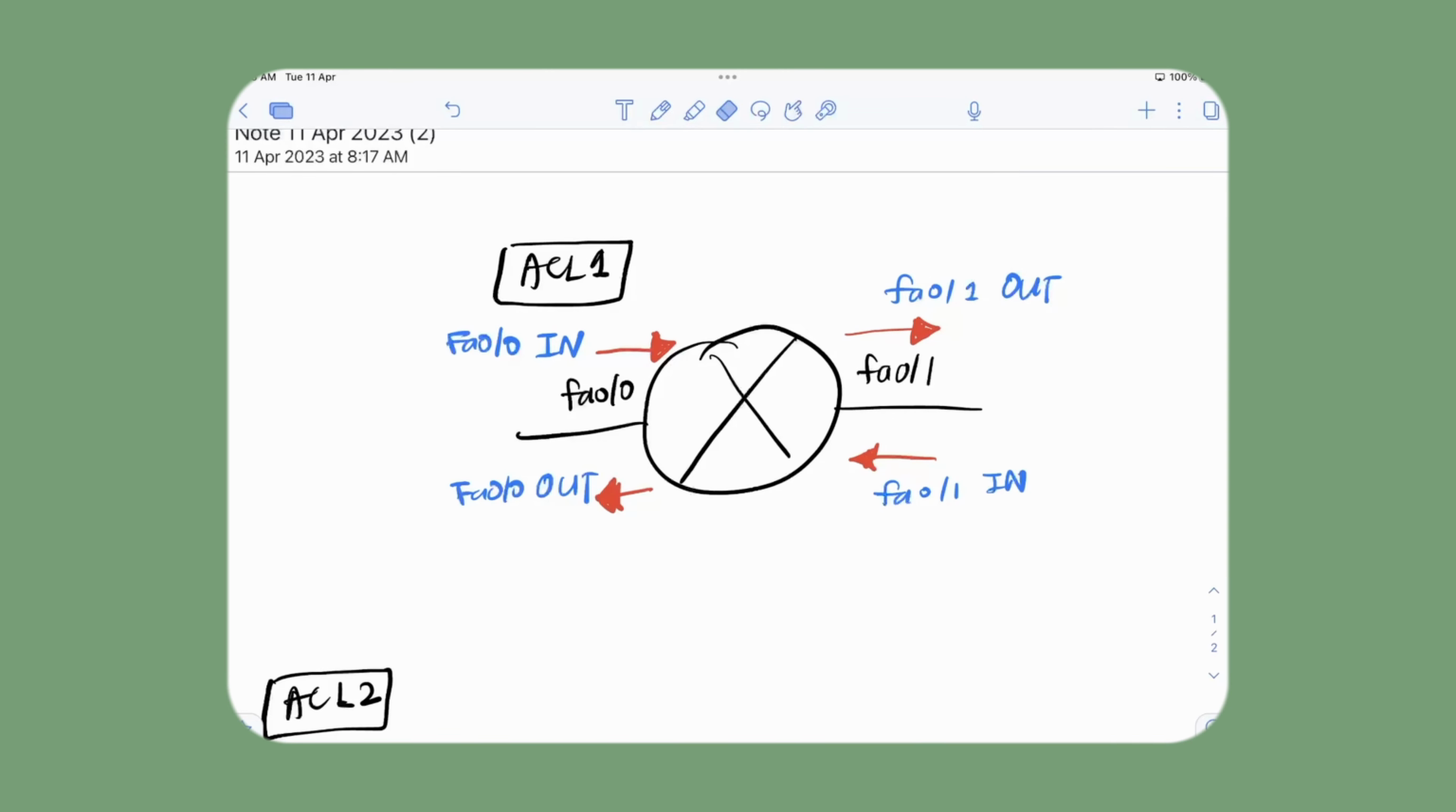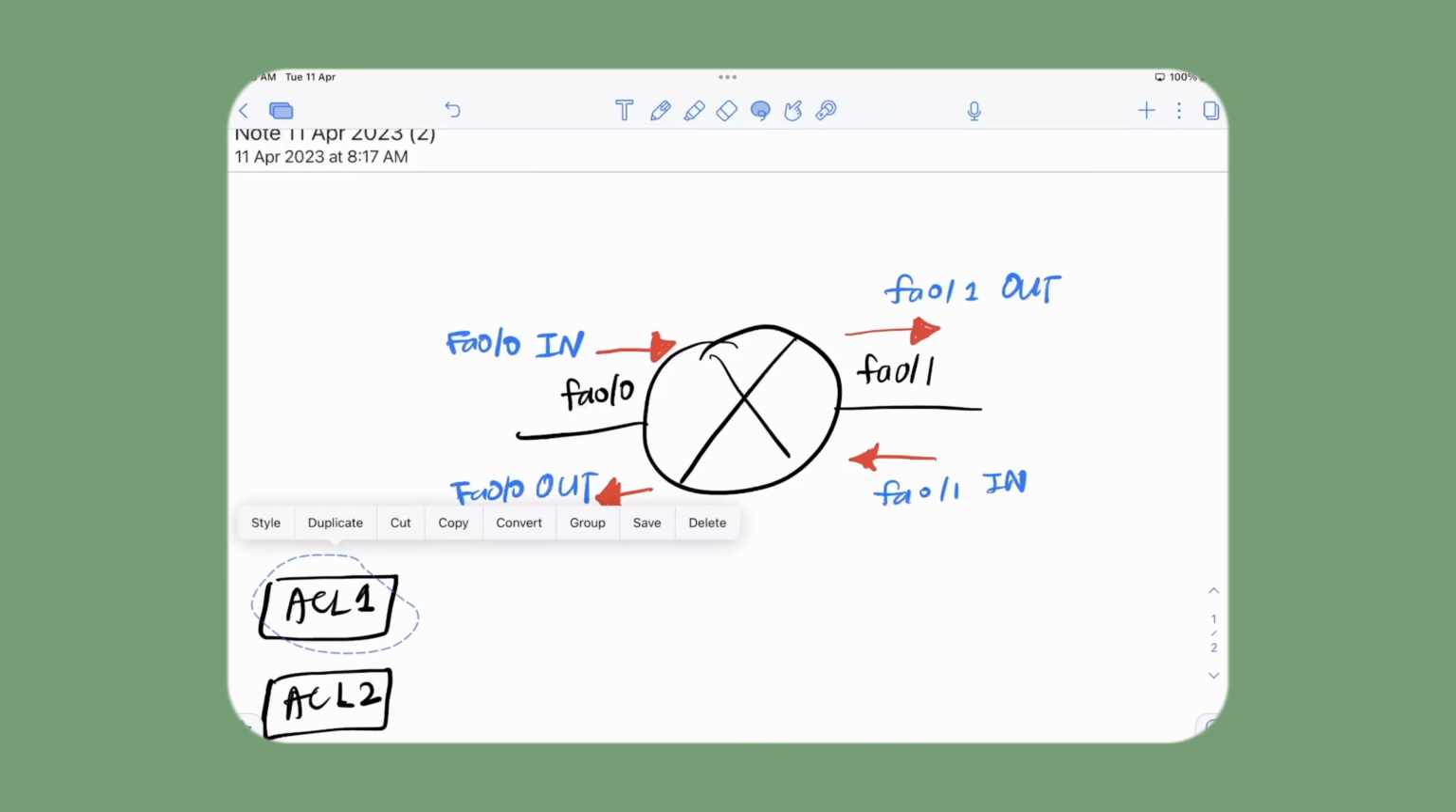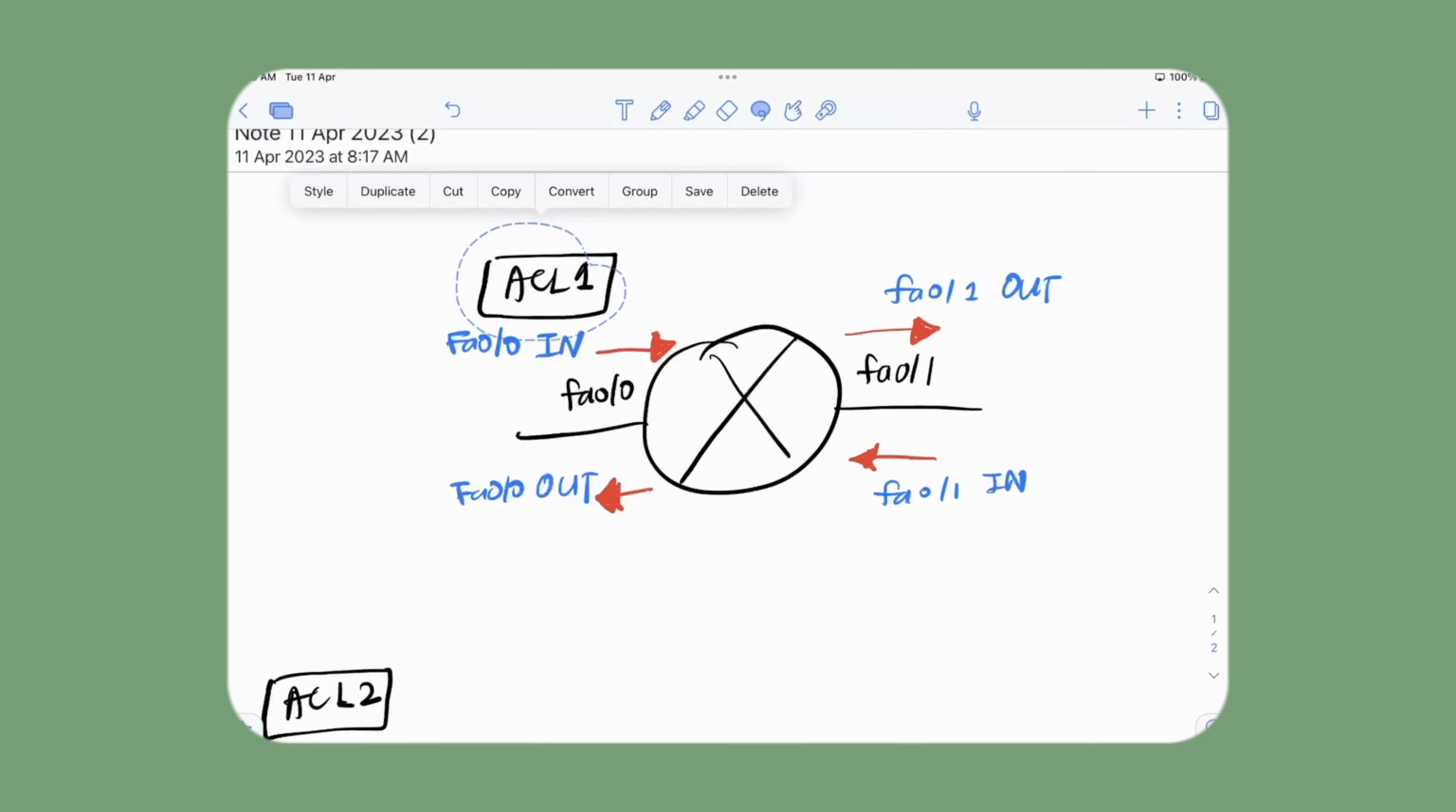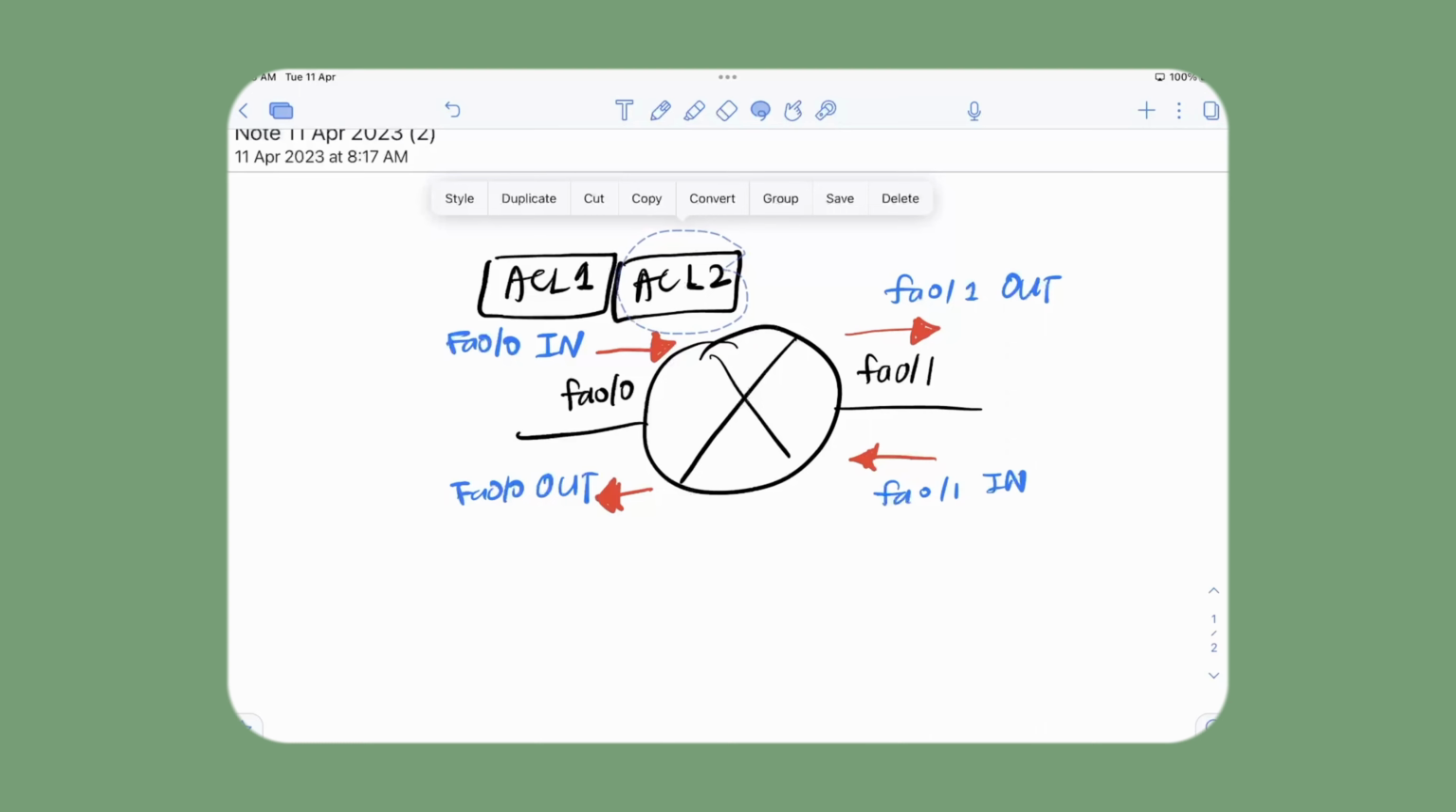Now rule number 2 says that, let's say I got two ACLs like that, ACL 1 and 2. If I put ACL 1 here in FA0/0 in, I cannot put another ACL in the same interface FA0/0 in anymore, because at one time on each interface, in each direction, only one ACL can be active. You cannot have ACL 1 and ACL 2. Then should I follow ACL 1 or ACL 2, or should I follow both? So you cannot do that.